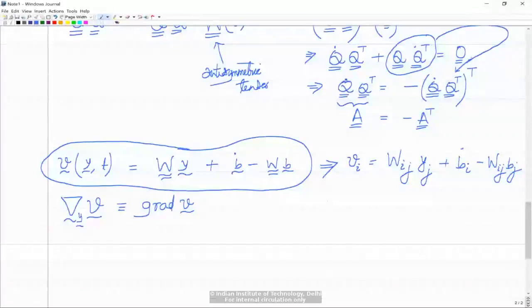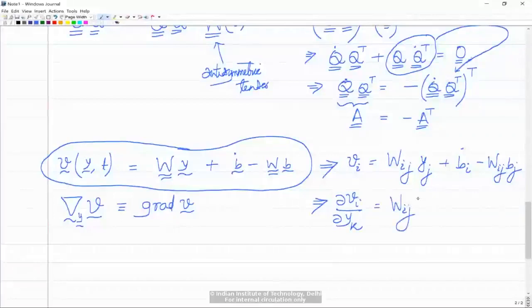Now if that is the case, what is going to be del vi over del yk, for example? You come to the right hand side, and this W is not a function of y, so W acts as a constant, and then you have del yj over del yk. The remaining thing is also not a function of y, so it becomes 0. And del yj over del yk is simply delta jk, and so this becomes wik. So del vi over del yk is wik.